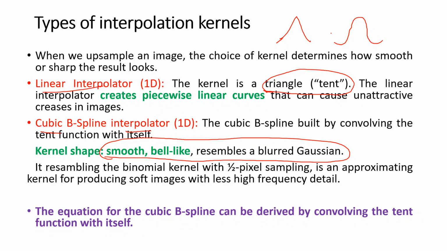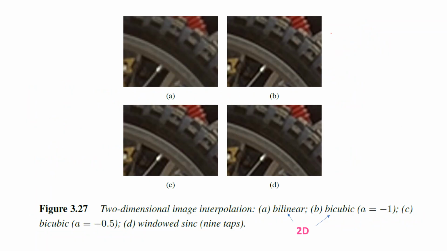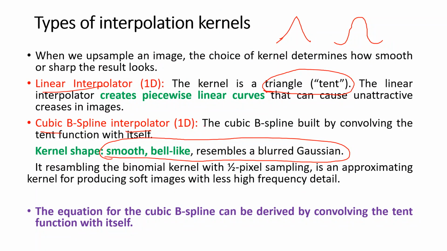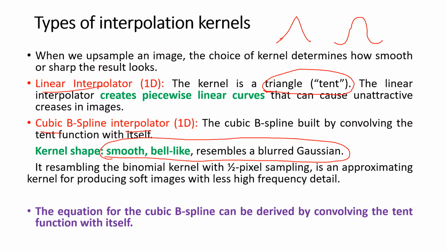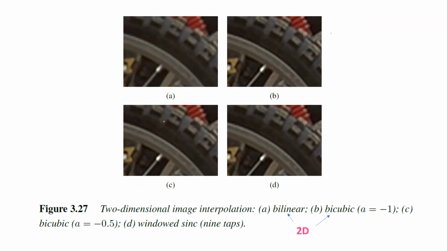So we'll use these interpolation kernels to upsample the images. Here, yes, it is 1D. If I am going to use a linear kernel or cubic kernel, it represents one dimension. Bilinear, bicubic represents two dimensions. So the linear interpolator in general is 1D, the cubic interpolator in general is 1D, and bilinear, bicubic means it is 2D. We have four images, that is, two-dimensional image interpolation.